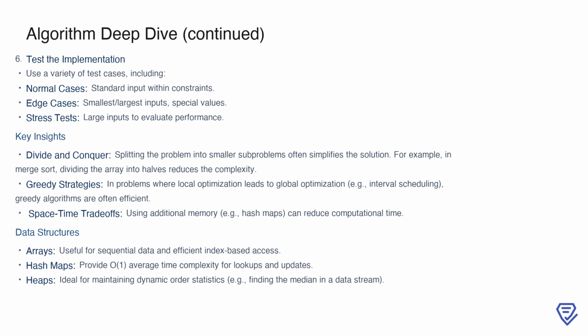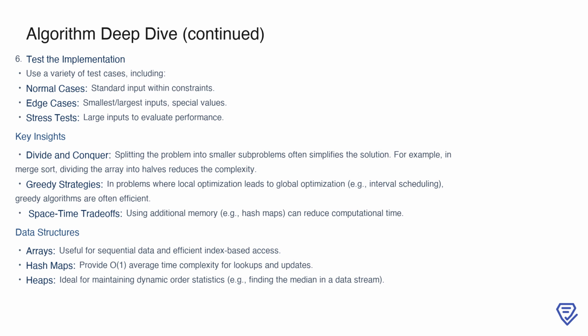Once the code is implemented, the next critical step is testing. This involves running your solution against a variety of test cases to ensure correctness and robustness. These test cases can include normal cases that fall within the problem's constraints, edge cases like the smallest or largest possible inputs, and stress tests with large inputs to evaluate performance under extreme conditions. Testing helps uncover potential flaws or inefficiencies in your implementation.